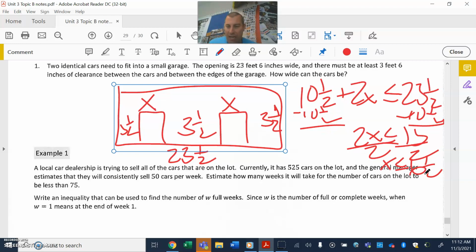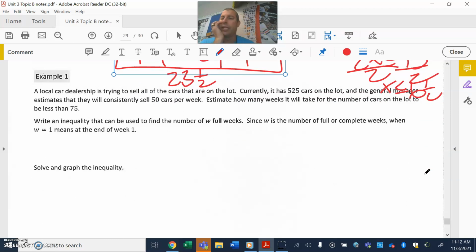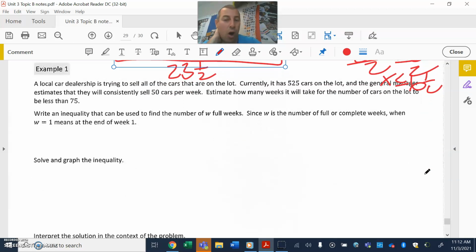All right. Let's see what else we got here. A local car dealership is trying to sell all of the cars that are on the lot. Currently, it has 525 cars on the lot. The general manager estimates they will consistently sell 50 cars per week. Okay, we get a good idea of what they're dealing with. Estimate how many weeks it will take for the number of cars on the lot to be less than 75.